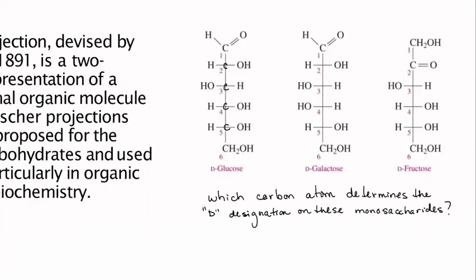I agree with you. Carbon number 5 is the chiral carbon that is the farthest away from the carbonyl. And we can see that in all of them, the OH is pointing towards the right. So that's how we determine D and L configuration. Any questions about stereochemistry for monosaccharides?